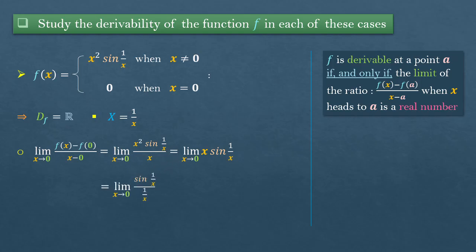So our limit would be equal to the limit of sine of 1 over x over 1 over x when x heads to 0, and this limit can be written as equal to the limit of sine of capital X over capital X when capital X heads to negative or positive infinity, which equals 0. As capital X, which equals 1 over x, heads to negative or positive infinity when x heads to 0, and the sine of capital X varies within the closed interval minus 1 to 1 when our variable capital X heads to negative or positive infinity. Therefore, we can say that our function f is derivable at the point 0.